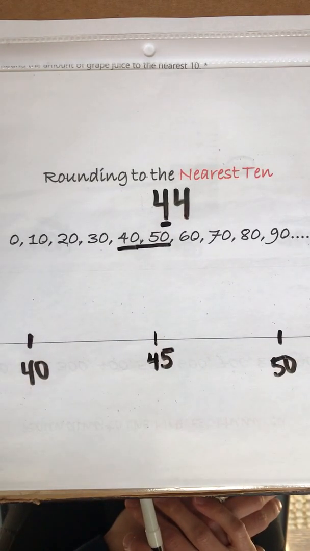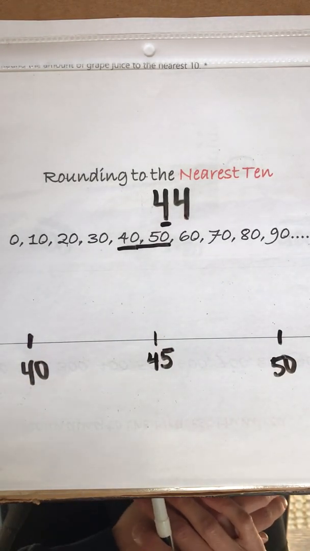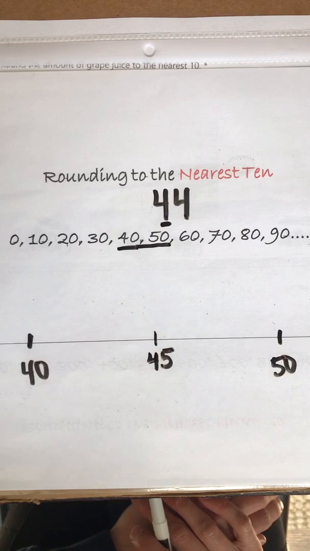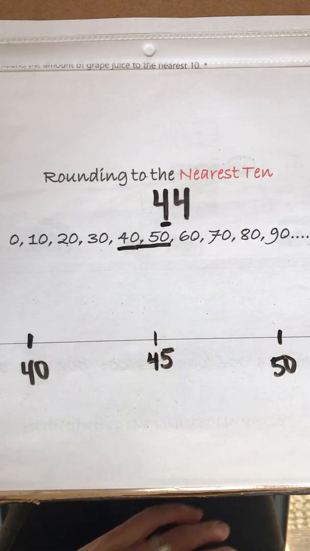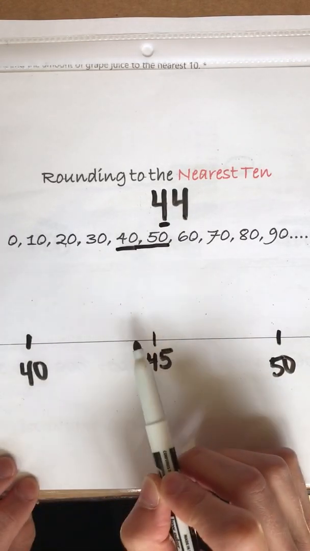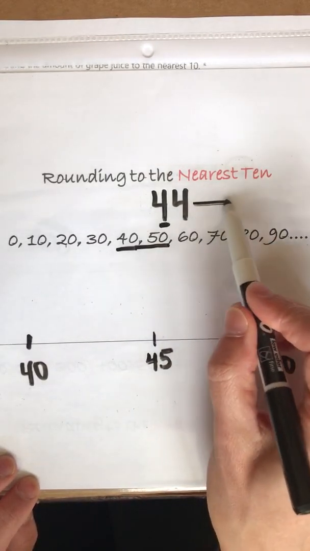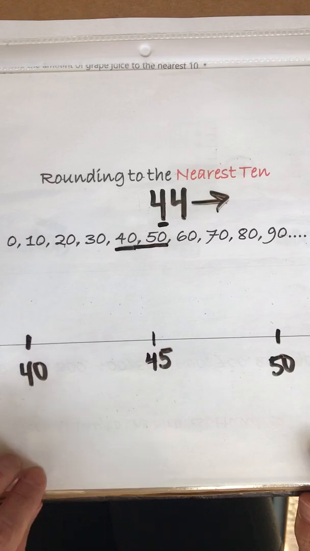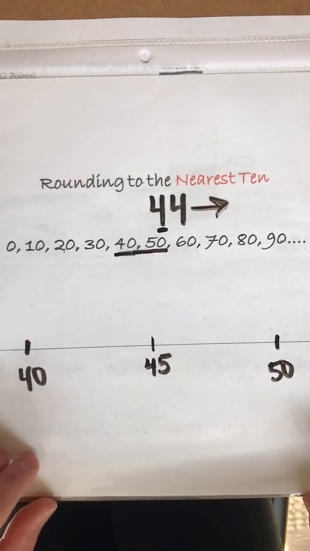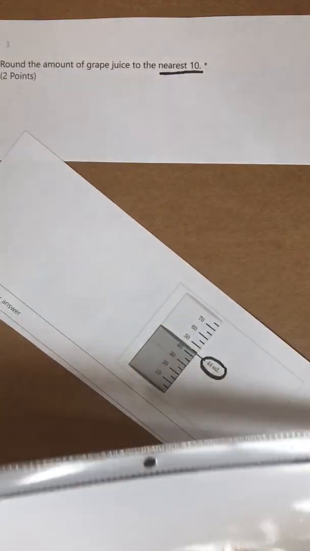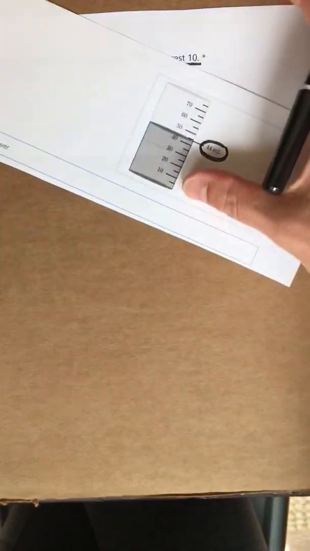Where would 44 go? I would like you to pause the video, plot 44 on your number line, and then decide, is 44 going to round down to 40, or is 44 going to round up to 50? You can write your answer down, and when you're ready, press play, and we'll take a look at number 4 together. Okay, friends, great job working on number 3. Let's take a look at number 4 together.